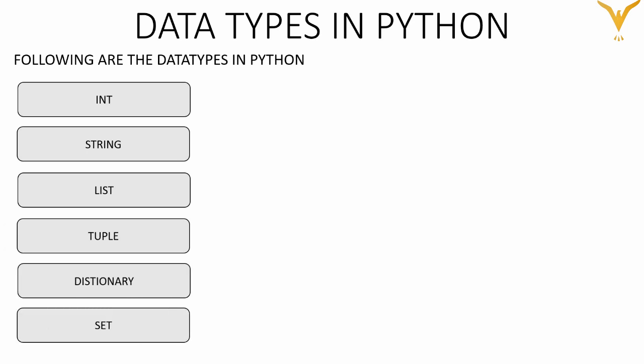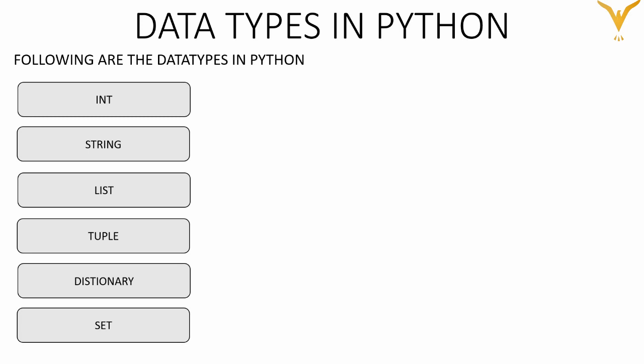What is a data type? A data type means what type of value we are storing in the variable. So in Python, the following are the data types. First is int, second is string, third is list, fourth is tuple, fifth is dictionary and sixth is set. Now we will learn these data types one by one with an example.